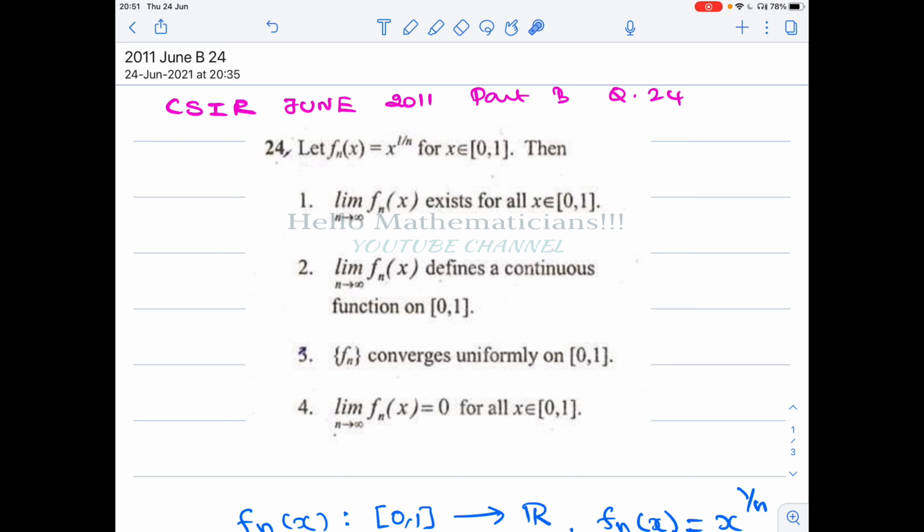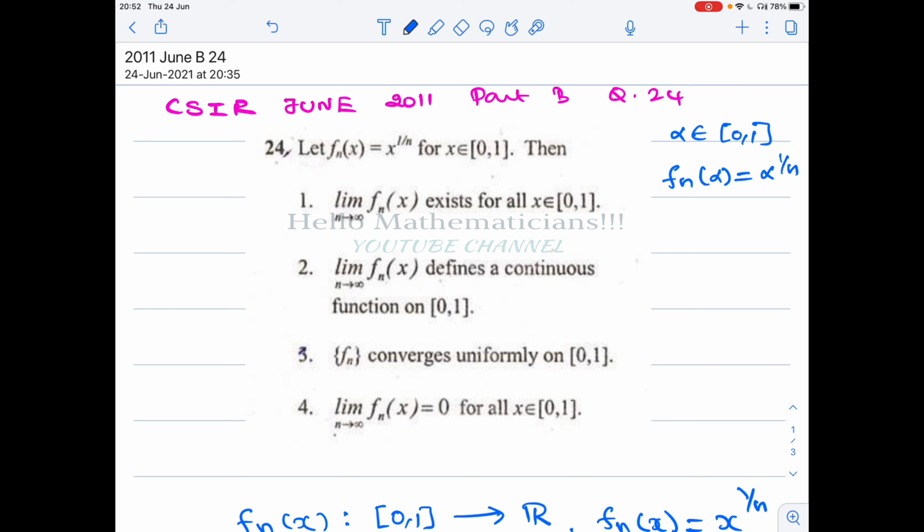Now since you have put a value for x, some fixed number, say 1 by 2, then we'll get 1 by 2 whole power 1 by n. Then you look at limit n tends to infinity of 1 by 2 whole power 1 by n. That is what we define to be f of 1 by 2. So what I am saying is, you fix alpha belongs to closed 0 comma 1. Then you look at fn of alpha. What you will get is alpha power 1 by n.